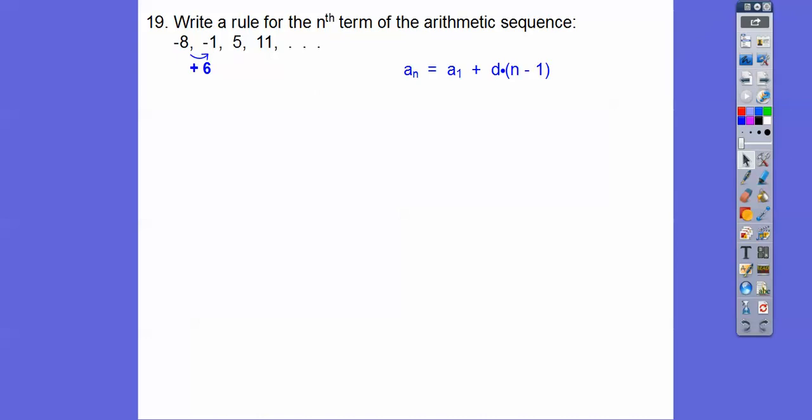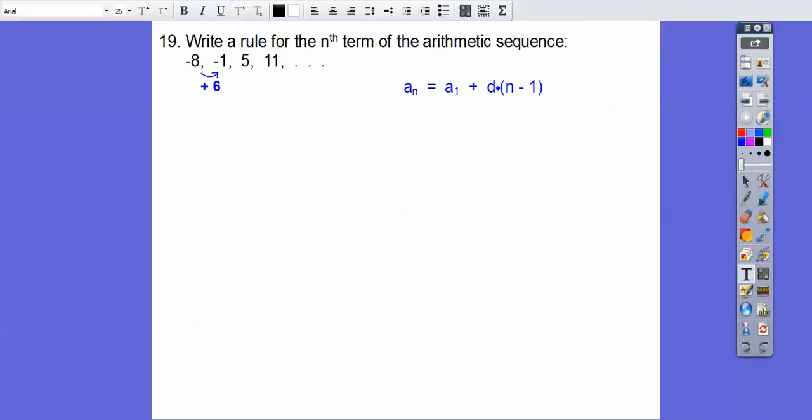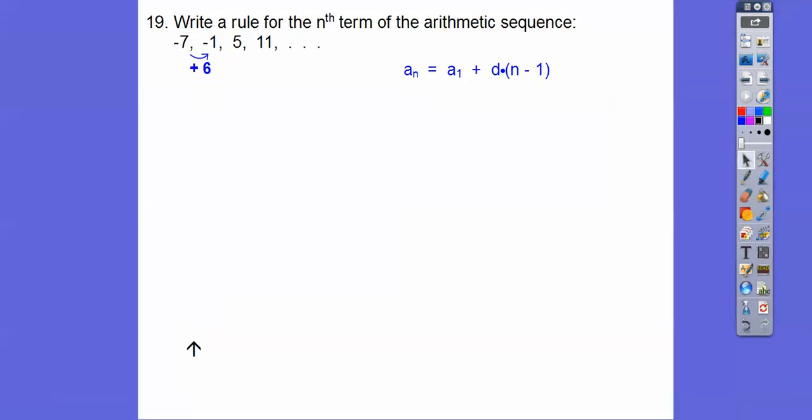Whoops, sorry, my bad, that should be a negative 7. Let's keep that in mind. I'm going to have to change that through the rest of this. And then from negative 1 to 5, this is going to be plus 6 right here. I'm going to change my answer too. Sorry, I made a mistake on this. I didn't catch it until right now. So check this out. It goes up plus 6, plus 6.